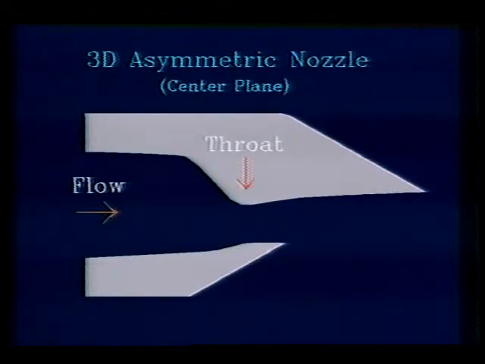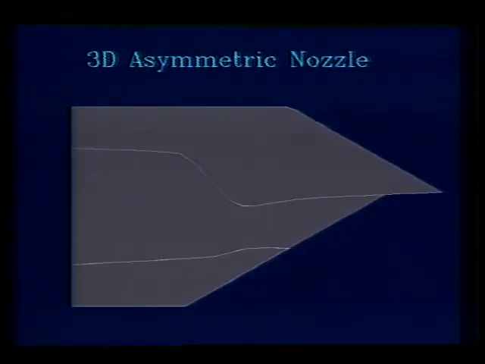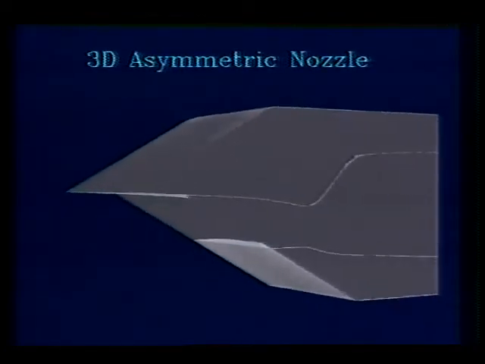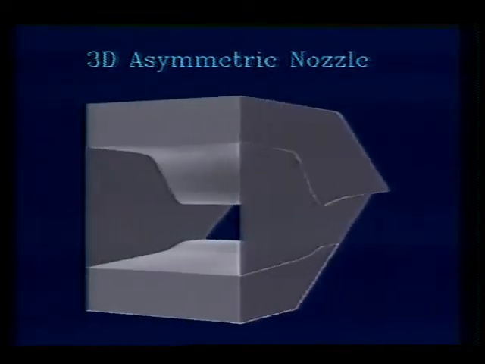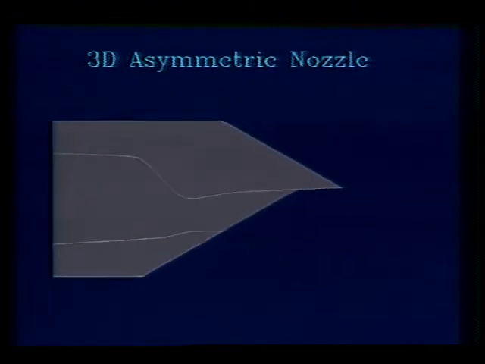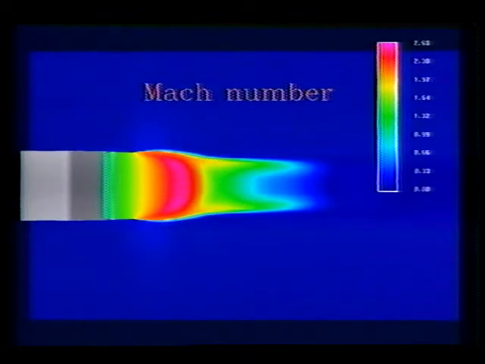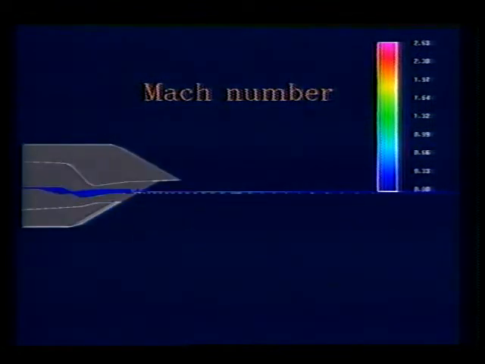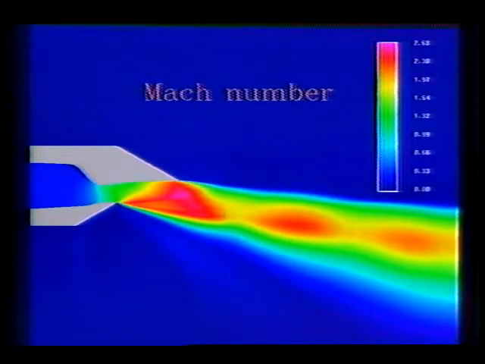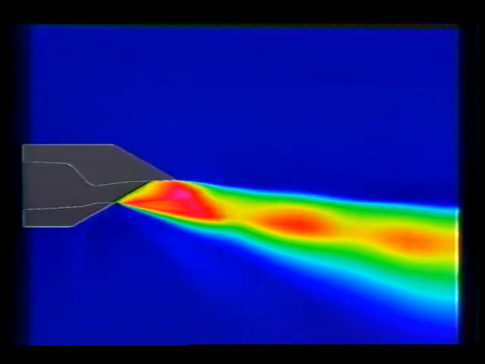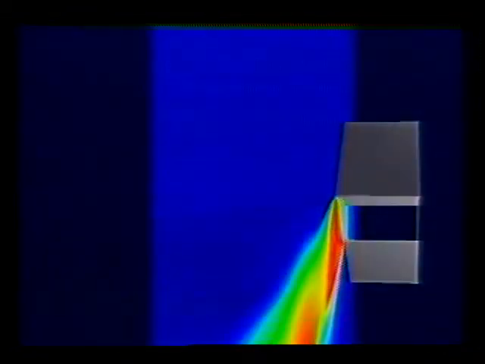Computational fluid dynamics is also being used to study the interaction of the external environment with a propulsion system. In this example, an under-expanded 3D asymmetric nozzle at a pressure ratio of 10 exhausts supersonically into quiescent air. The nozzle flow expands laterally downstream of the lower lip. Compression waves reflect off the upper and lower shear layers, and a very thin shear layer emanates from the sidewall.